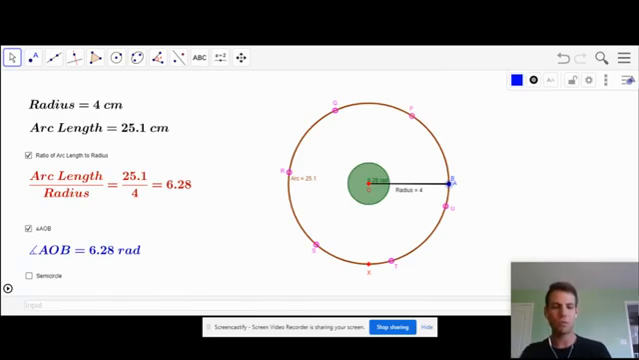So in conclusion, we've talked about how there are 6.28 radius lengths around the outside of a circle, meaning there are 6.28 radians in a full circle, which equates to 360 degrees. And lastly, 1 radian is an angle that would hit an arc on a circle that is exactly 1 radius long. And that covers this introduction to radians.